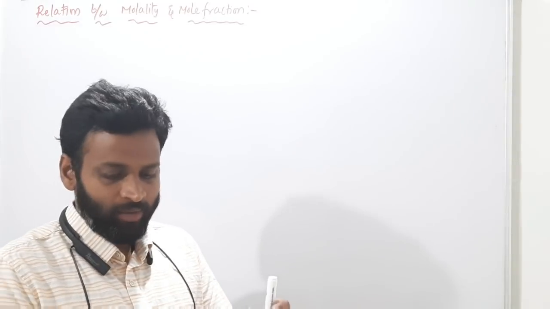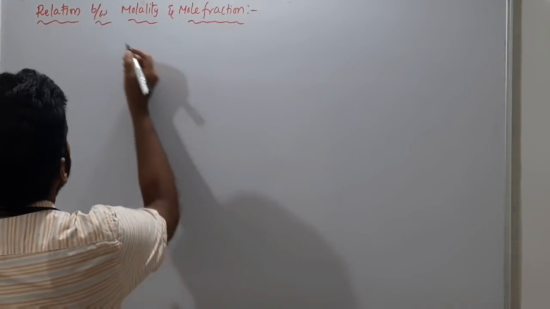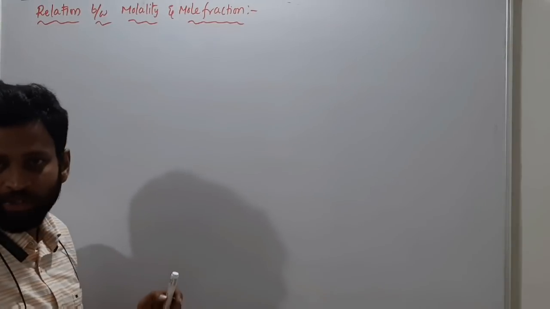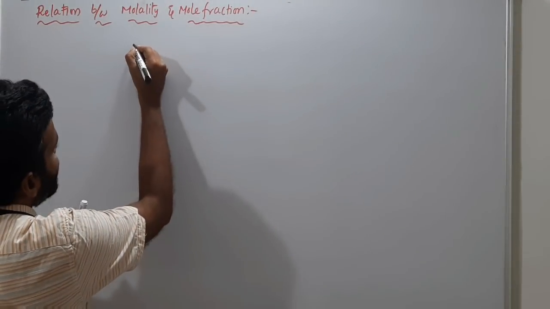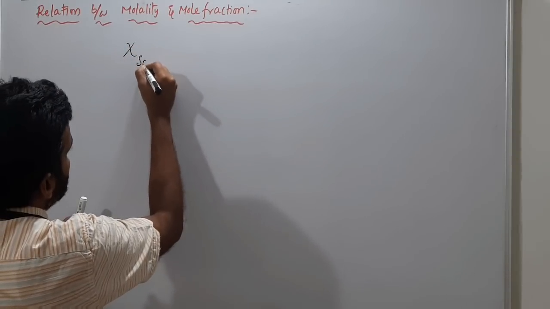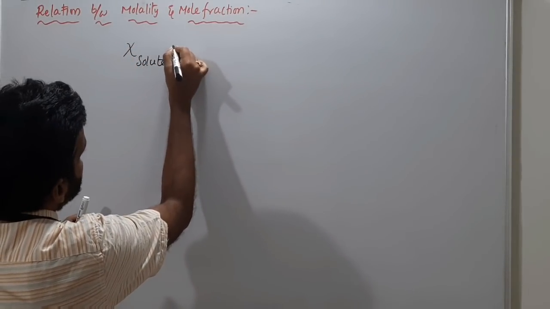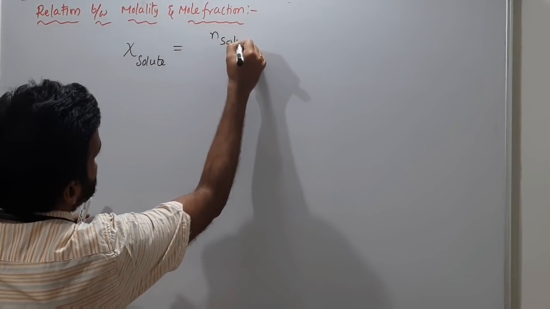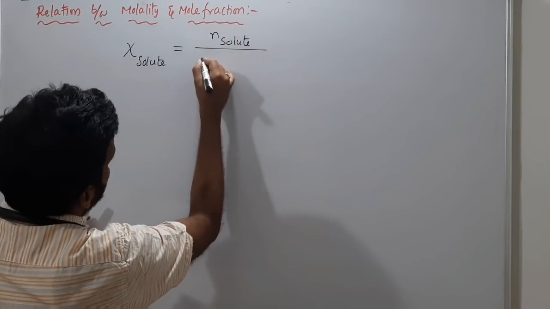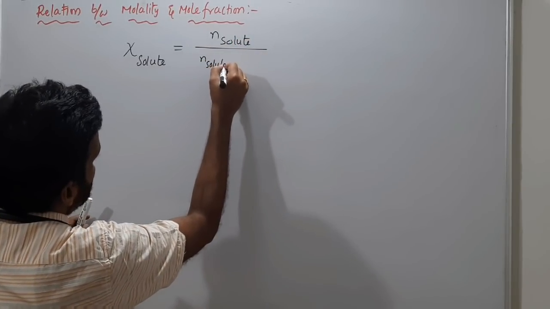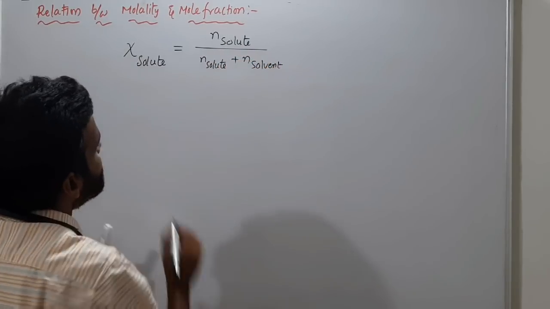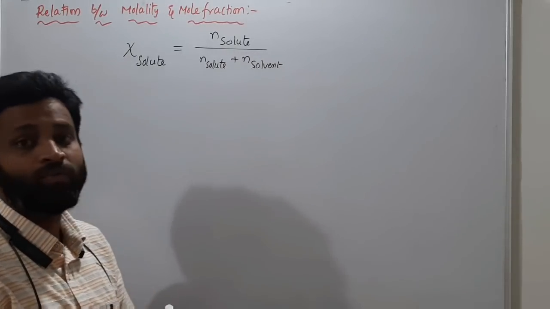Now let's see some important applications in these concentration terms. So let's have a relation between molality and mole fraction. Do you know what exactly the mole fraction of a solute is? Mole fraction of solute is equal to number of moles of solute divided by number of moles of solute plus number of moles of solvent. This is the mole fraction of solute.